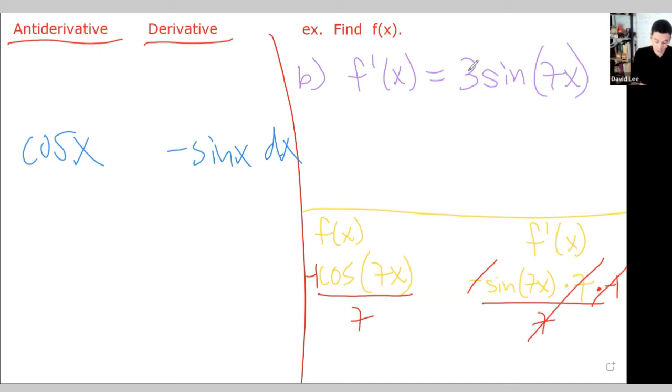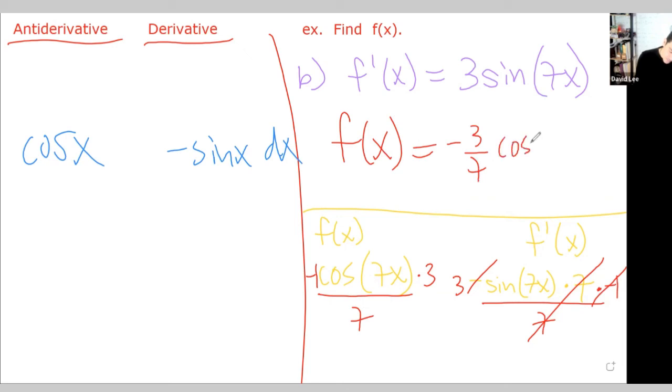If you want it to be a 3, then just multiply this by 3, but also multiply this one by 3. That way, this looks just like this. There is a 3 sine 7x, and that's exactly what you want. If we clean up this mess, I could give the negative to the 3, and put that above the 7 to make this -3/7 cosine of 7x plus c. You see that?